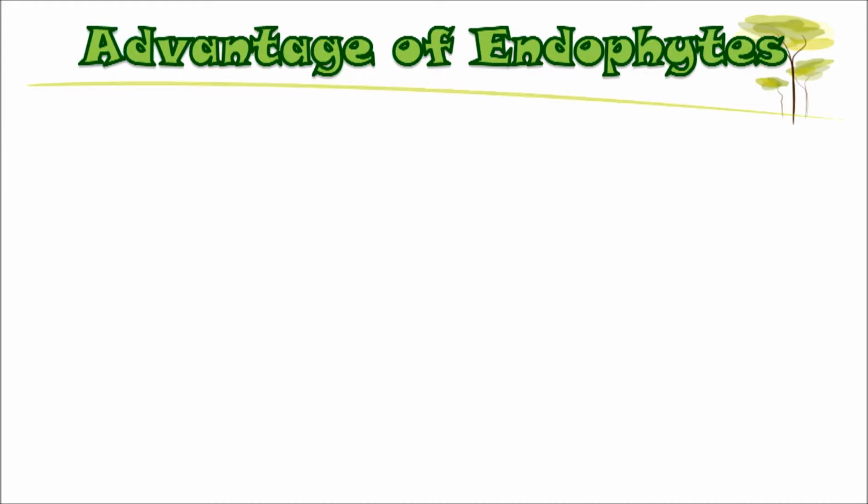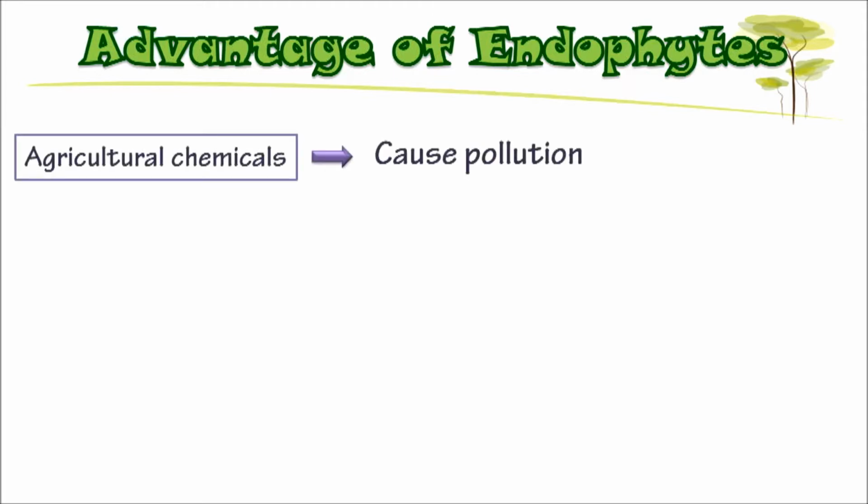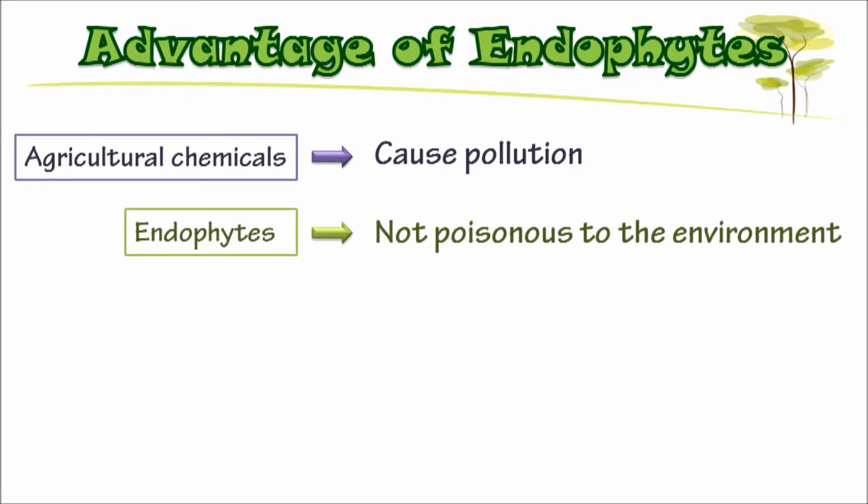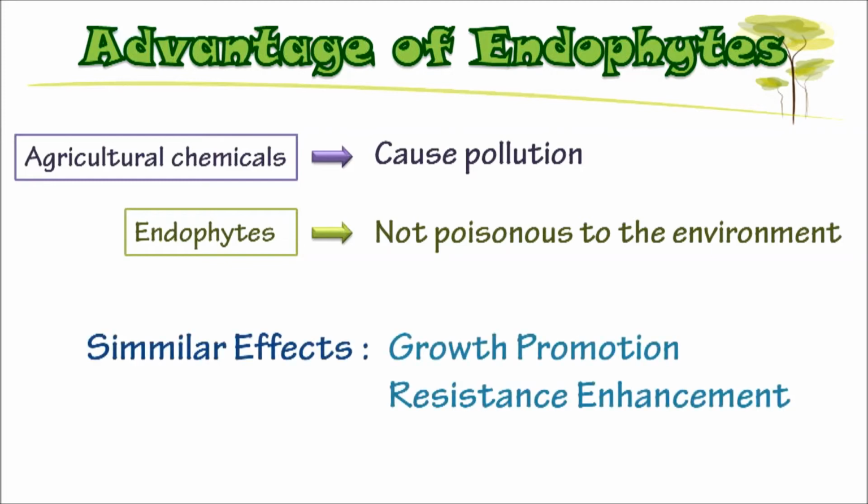Agricultural chemicals can promote growth of crops and protect crops from diseases and insects. However, at the same time, they are potent to cause serious environmental pollution and infect living organisms. Endophytes are not poisonous to the environment, but bring about similar effects as agricultural chemicals. Endophytes are amazing creatures that can increase crop yield and nourish people in the best, unique way that no other method can do.